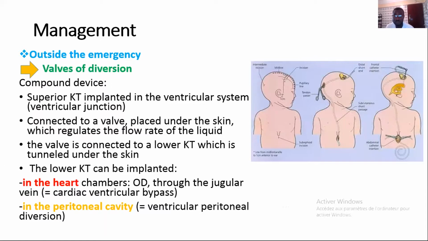Outside the emergency, we have to perform a diversion valve, a compound device with a superior catheter in the ventricular system, connected to a valve placed under the skin, which regulates the flow rate of the liquid. The valve is connected to a lower catheter, which is tunneled under the skin. The lower catheter can be implanted in a heart chamber, like the right atrium, through the jugular veins. We call it cardiac ventricular bypass, or in the peritoneal cavity, ventricular peritoneal diversion.